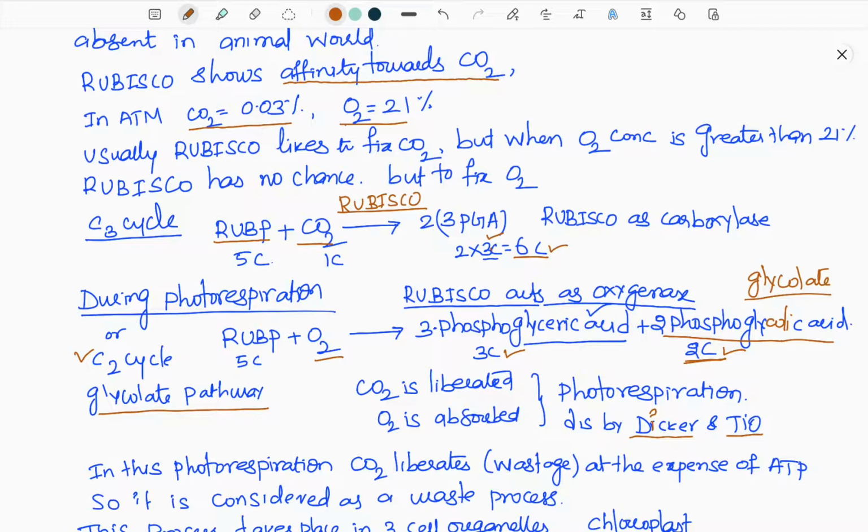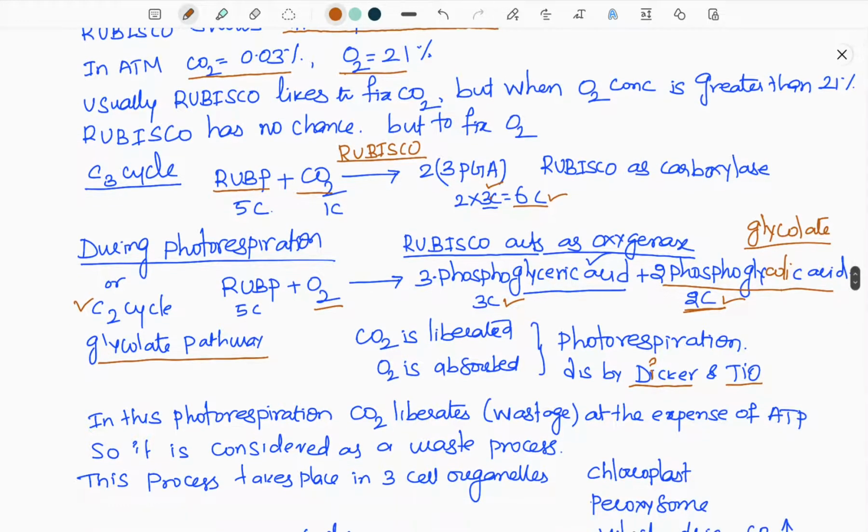Photorespiration, right? So what? See, when Rubisco fixes oxygen, what happens to the plant? Why is it a loss on the part of the plant? That is what we have to understand here. See, when Rubisco fixes oxygen, it will liberate carbon dioxide. So, what happens if the plant liberates carbon dioxide? Yes, there the twist is there.